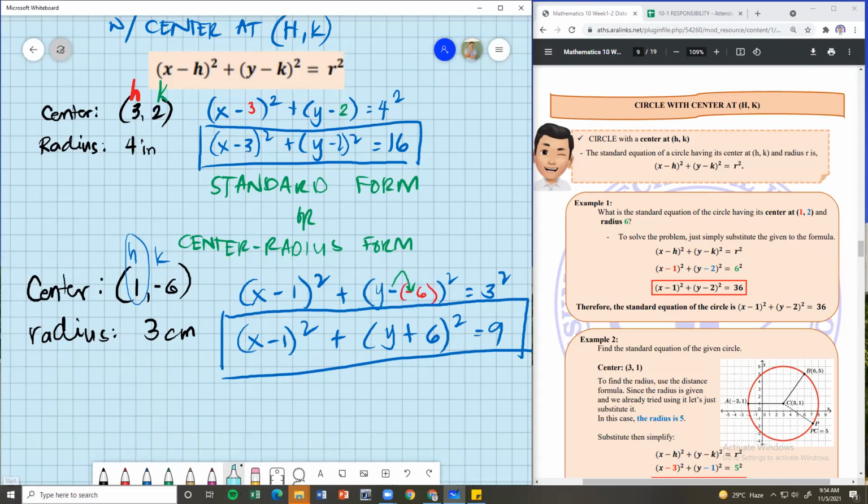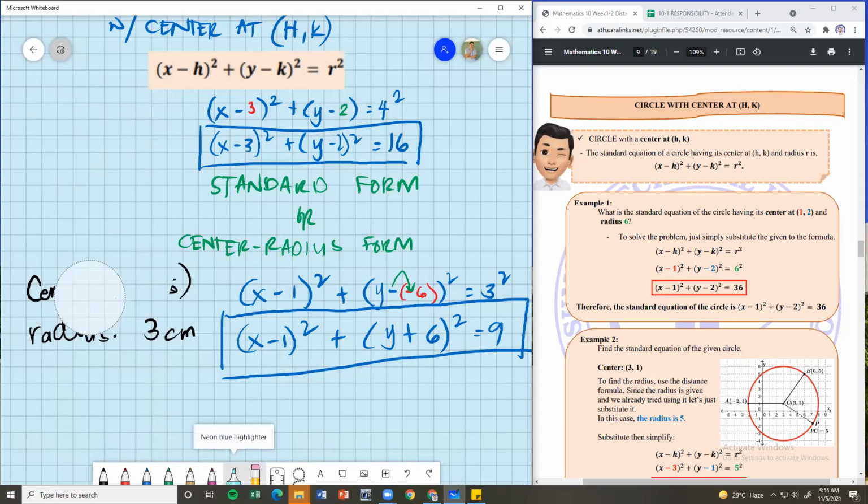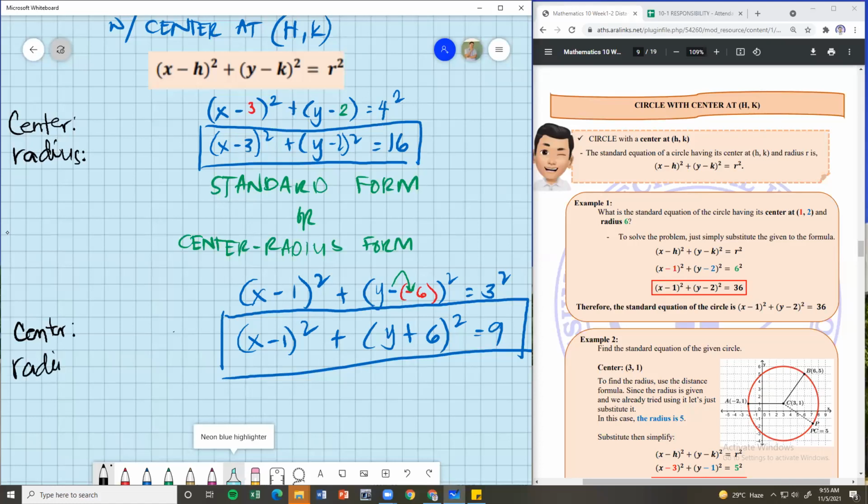Now, what if the story is different? Given these equations, we are asked to find the center and the radius. Assuming you don't know yet the center and the radius, without looking at your notes, be honest. What is the center and the radius of the following equations? You need to identify two. First, what's the center and the radius of the first equation? Do not use this. Okay? Go.